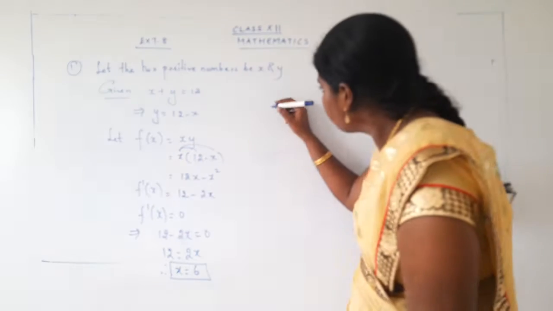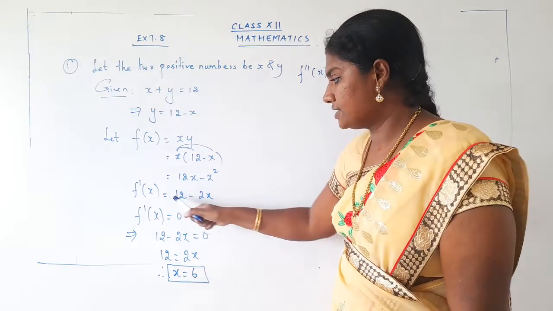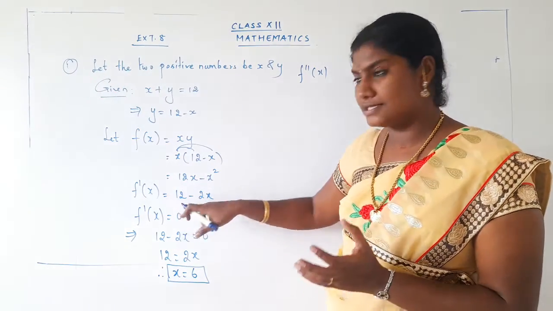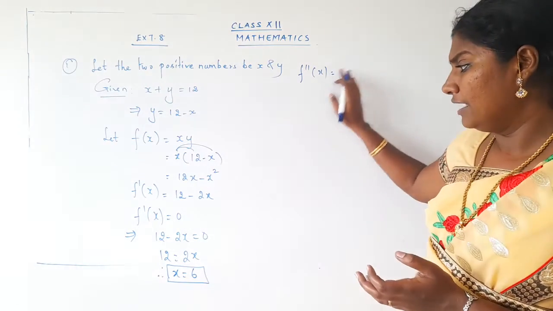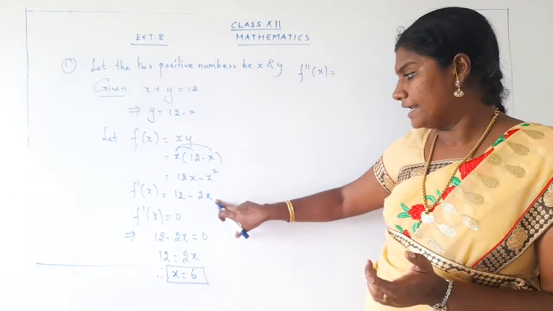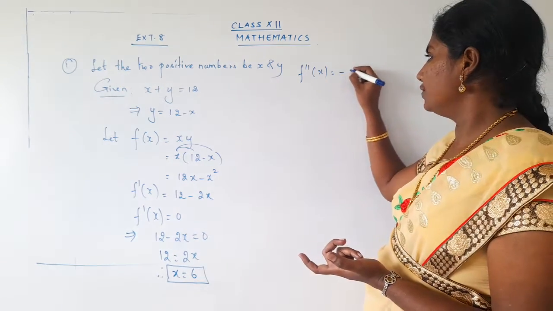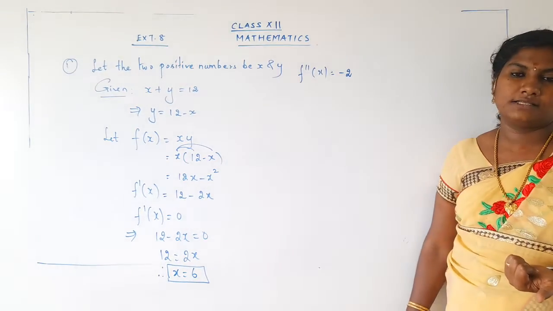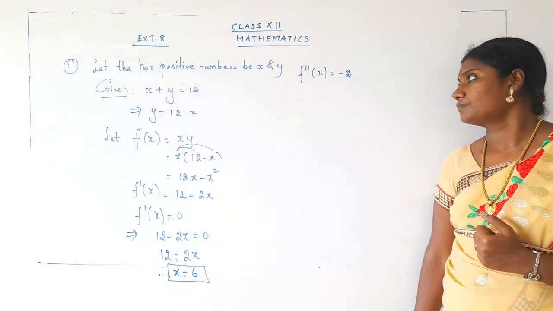So what is f double dash x? f dash x is 12 minus 2x. So I'm going to take the derivative of this again. The derivative of 12, this is a constant number, so the derivative will be 0. So no need to mention 0 here. And what is the derivative of 2x? 2 will be 2 and the derivative of x will be 1. And we have a minus sign here. Yes, students? So just put here, this is minus 2. So I got the value for f double dash x. What is f double dash x? This is equal to minus 2.